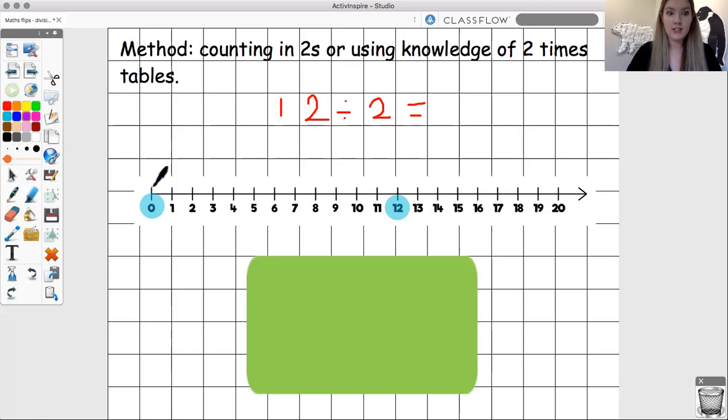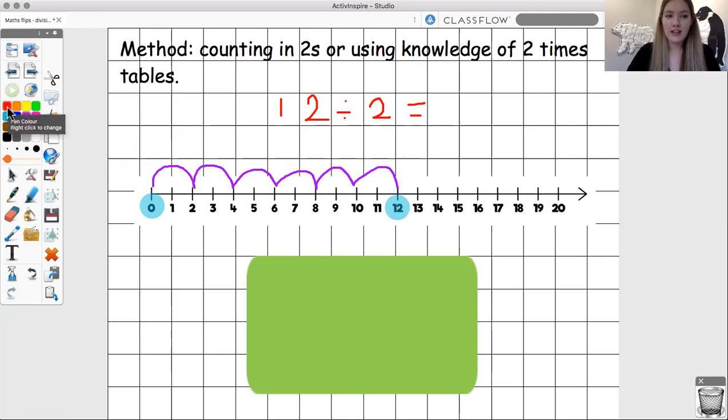So, doing it with me, what's our first jump of 2 going to be from 0? You should all be calling this one out. 2. And counting on, so adding the next jump of 2. 4. 6. 8. 10. 12. Do I need to carry on? No, I don't. Well done. We're only counting how many lots of 2 are in 12. Well done, everyone.